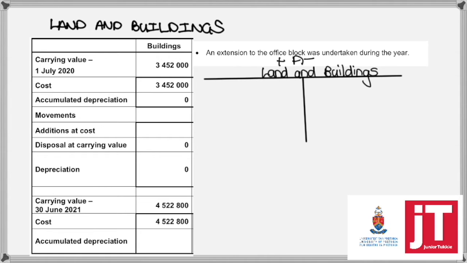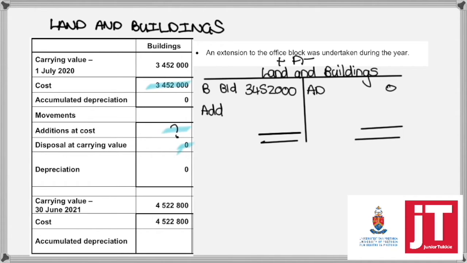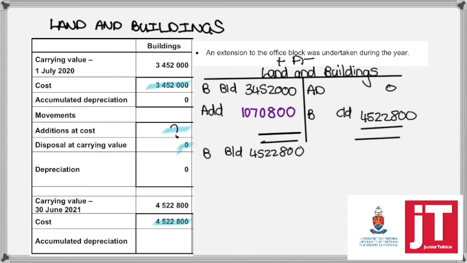So looking at our calculations, I'm going to start with the balance in the beginning, plus additions, which is the question mark, minus the asset disposal, which was 0. And then they provided me with the balance at the end. So the difference, if I take the credit minus the debit side, equals the additions at cost.